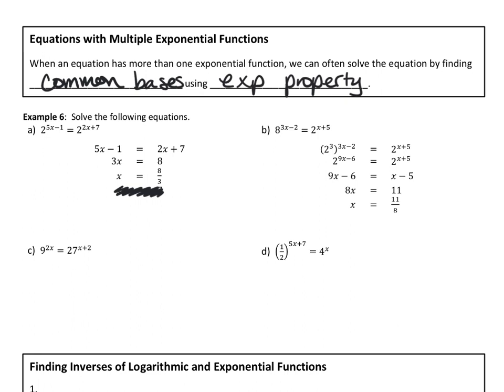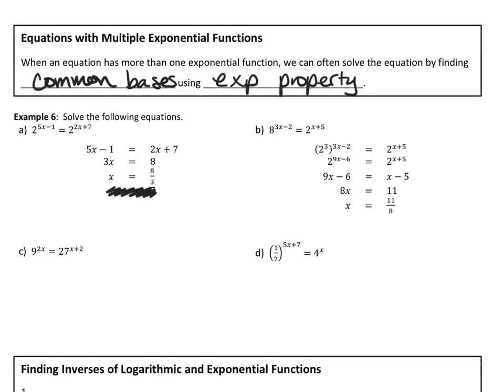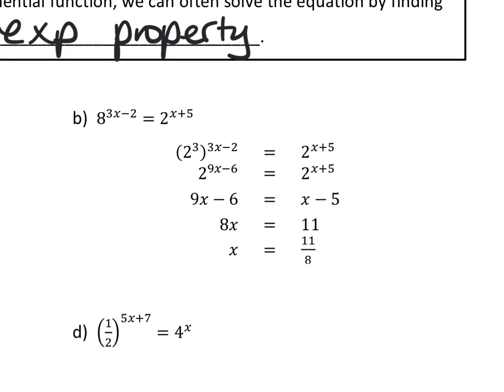Amazing. So in this problem, number A was super easy because the bases already matched. That's the goal: get the bases to match, same base, set the exponents equal to each other, easy to solve. For part B, though, the bases did not match when we started. This was an 8, this one was a 2. We have to get them to match. But 8 is in the power family of 2, so we can do that.